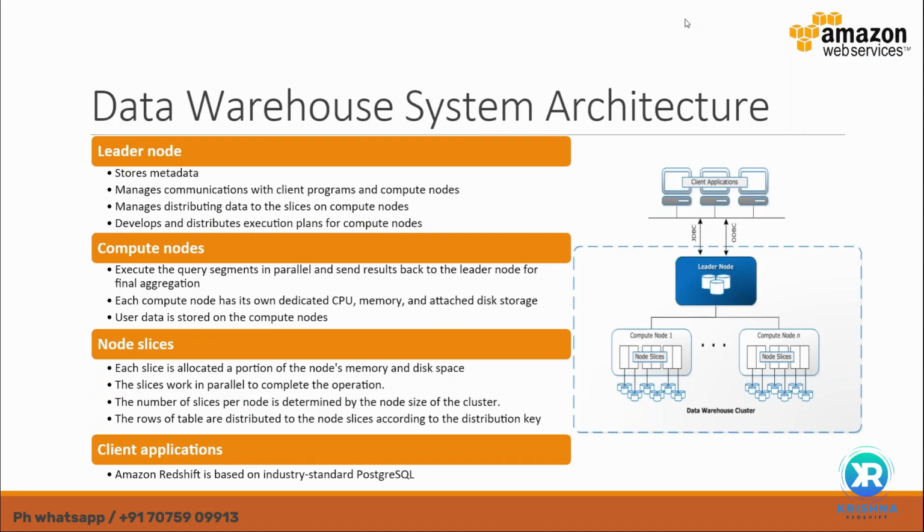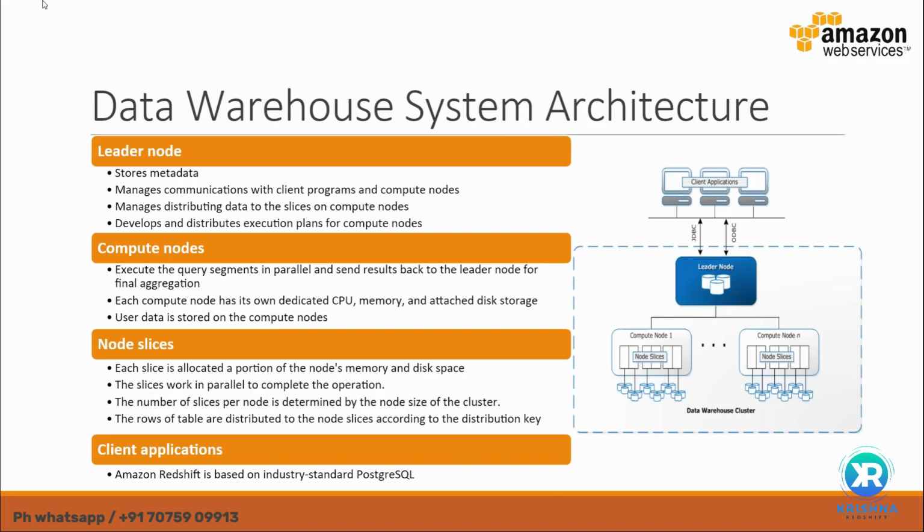Yesterday I showed one diagram, right? For example, if you have 4 nodes, and each node has 2 slices, then how many slices do you have in total? You have 4 nodes and each node has 2 slices. Then how many slices do you have? 8. Okay, 8.